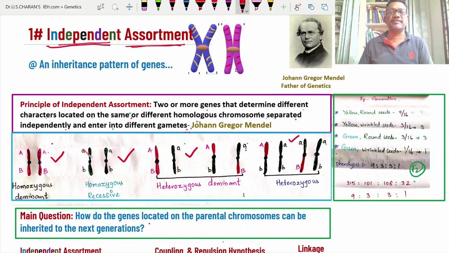That is independent assortment. That's why Mendel got 16 genetic recombinations in the F2 generation of the dihybrid. It means Mendel chose two homozygous parents, one the double dominant parent, another the double recessive parent. But from these parents, in the F2 generation, he got 16 genetic recombinations. How are these different 16 genetic recombinations formed from these two homozygous parents? That is possible if the chromosomal material is exchanged between the chromosomes or chromatids during the meiotic division.